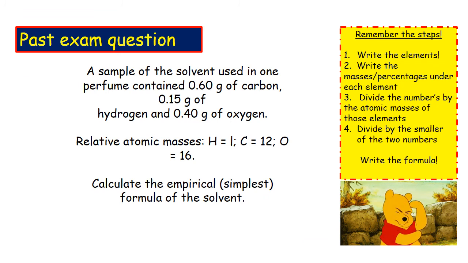Again, another example, I'm spoiling you today. A sample of a solvent used in one perfume contained 0.6 grams of carbon, 0.15 grams of hydrogen, and 0.4 grams of oxygen. Calculate the empirical formula of the solvent.